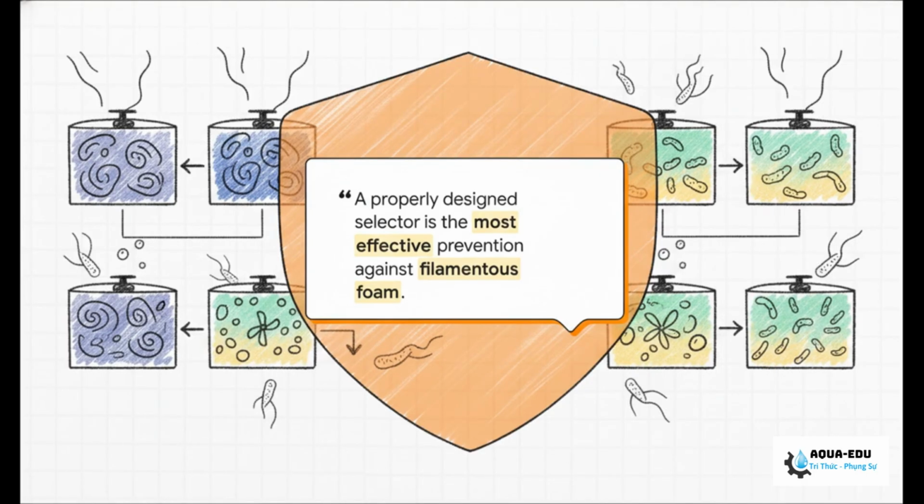But brothers, I want you to always remember this golden rule of wastewater engineering. Maintaining proper alternating anaerobic and aerobic zones, your selector basins, is your absolute best long-term shield. A properly designed selector gives your good floc-forming bacteria a massive competitive advantage, so those nasty Nocardia filaments never even have a chance to dominate the tank in the first place.